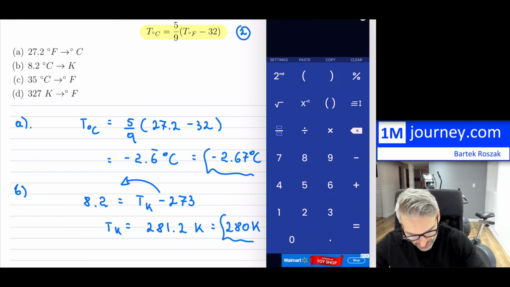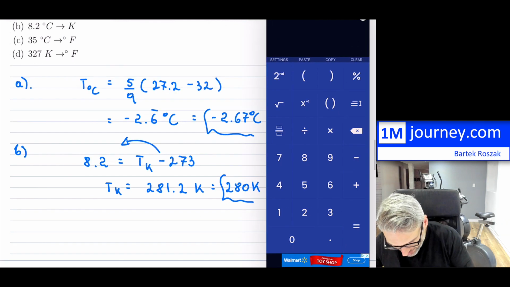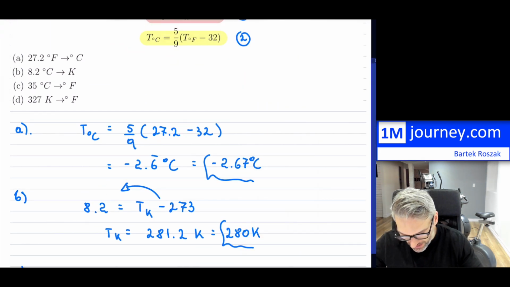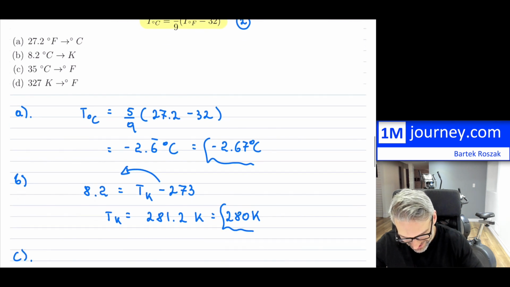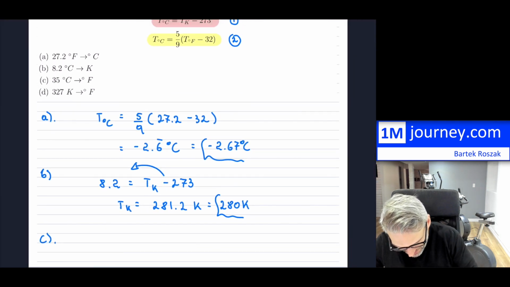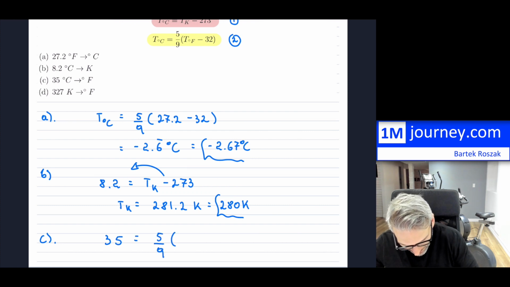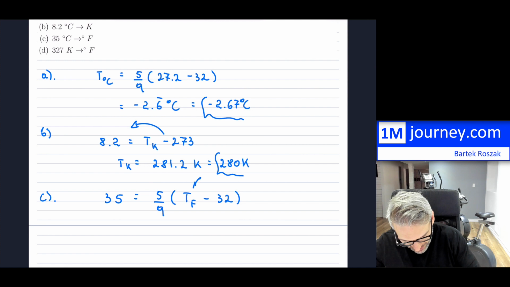Now let's take a look at part C. Part C might be a little bit more work. This one is 35 Celsius, and we want to get into Fahrenheit. It's not that much more work. Let's plug it in. So 35 degrees Celsius is equal to 5 over 9 times TF minus 32. We just have to solve this equation for TF.